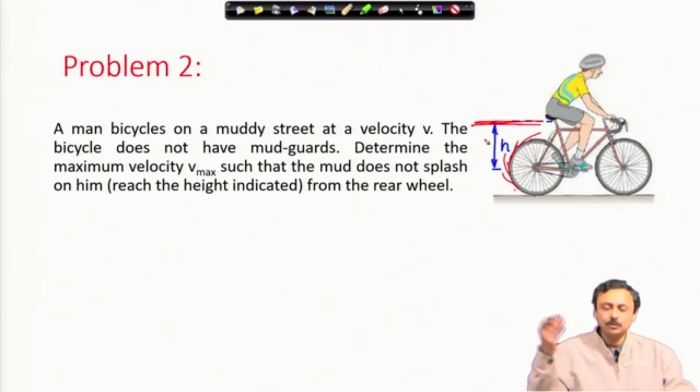At some point it will get loosened and it will move in a projectile path. What should be the maximum speed, so that the maximum height that a mud particle can reach at that speed is this h. H is measured from the center of the wheel to this seat.